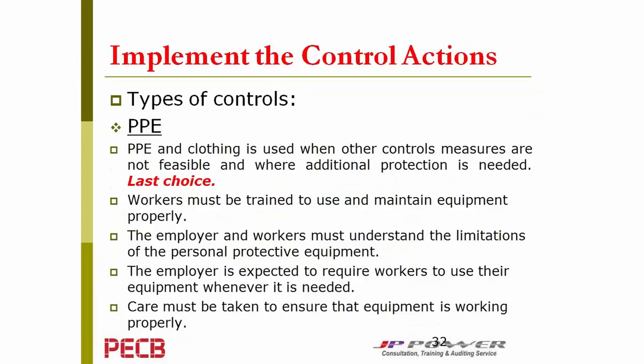So, ladies and gentlemen, these four types of controls, the best will be elimination. However, PPE, as you can see on the screen here, will always be the last choice. So we have gone through the hierarchy HIRARC. HI stands for hazard identification, RA stands for risk assessment, and RC stands for risk control.